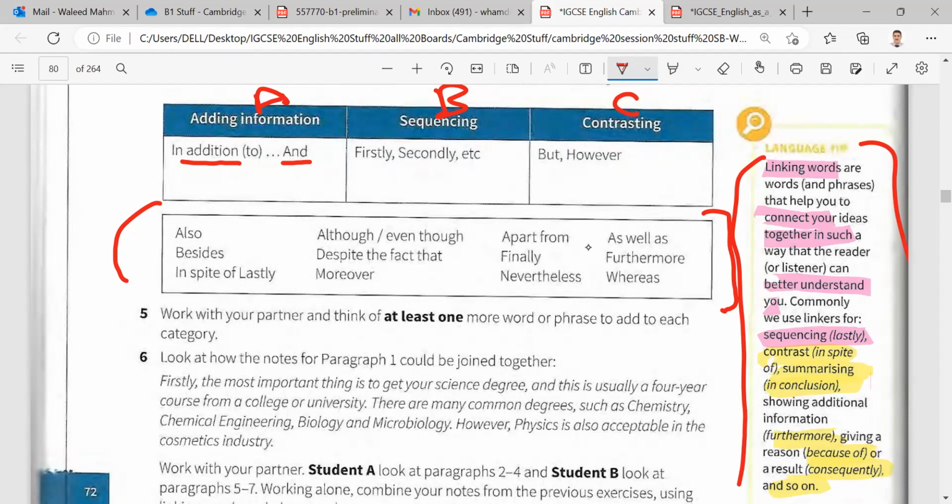So next to this, I write A. So besides, it should be in group A. Complete, ya Khalid. Besides can also be moreover. Moreover. Furthermore. Excellent. And furthermore, yes. Also. Well done. And also. Also, yes, well done.